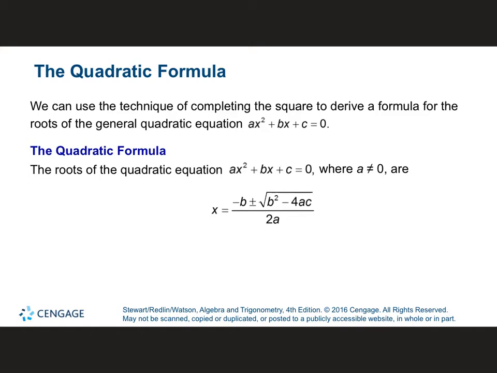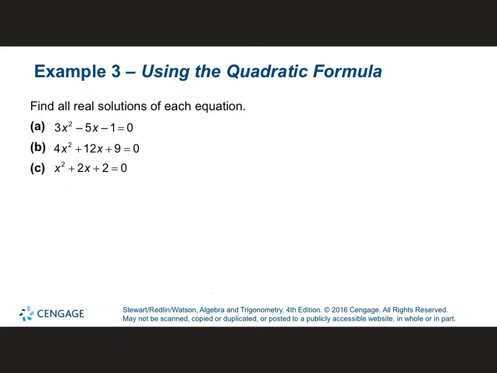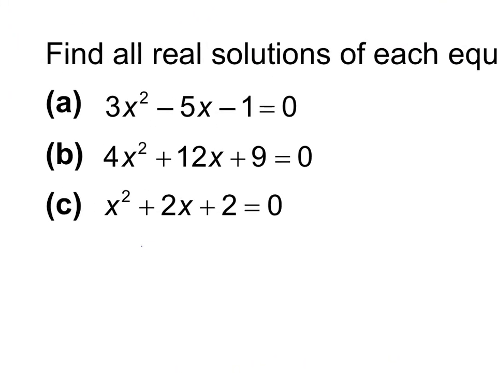Pick out your a, your b, your c. Your a is your coefficient of x squared, your b is your coefficient of x, and your c is your constant. Then plug them in to your quadratic formula. The first example that we're going to do here is this 3x squared minus 5x minus 1 is equal to 0.